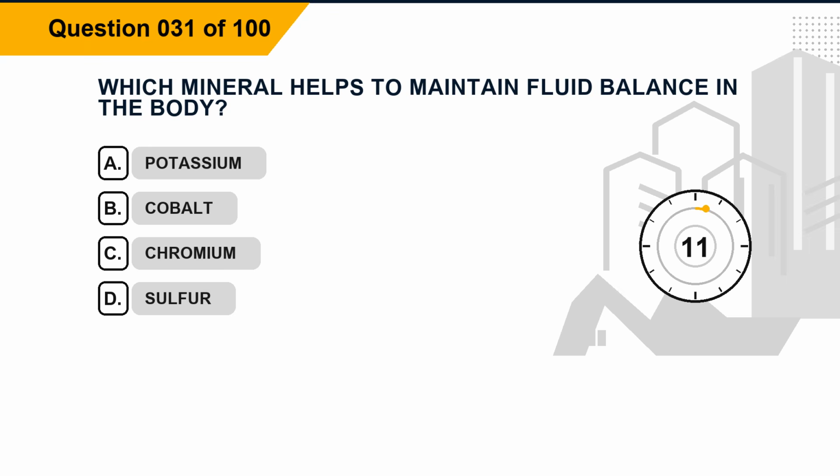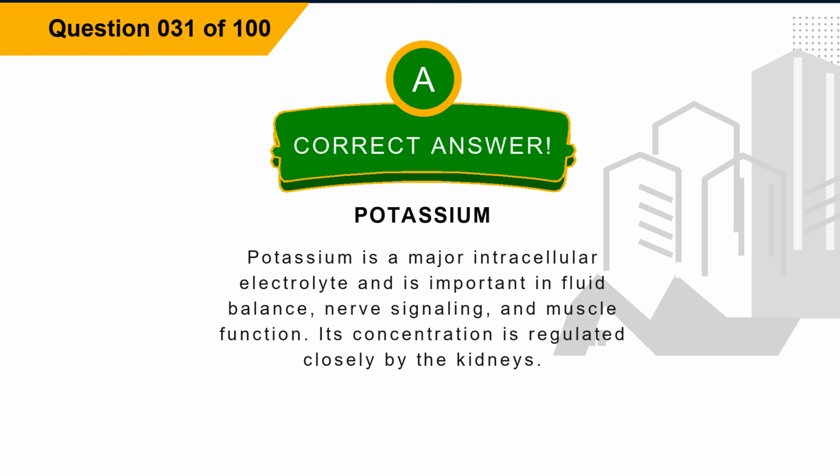Question 31. Which mineral helps to maintain fluid balance in the body? Option A, potassium. Option B, cobalt. Option C, chromium. Option D, sulfur. The correct answer is option A, potassium.